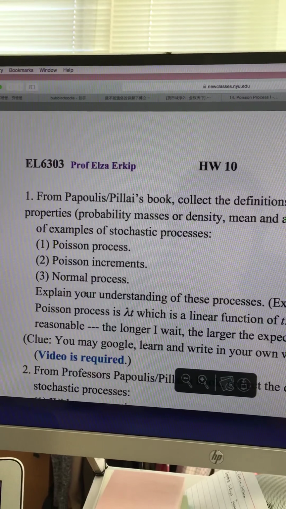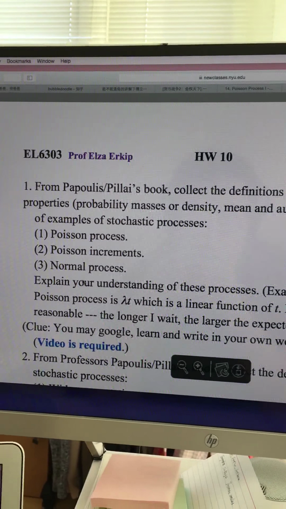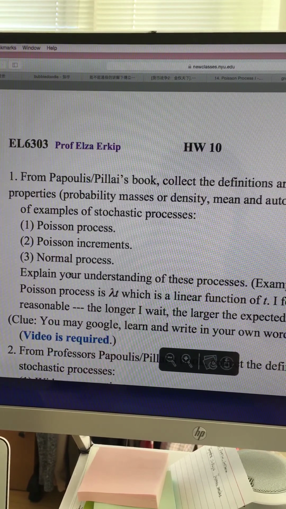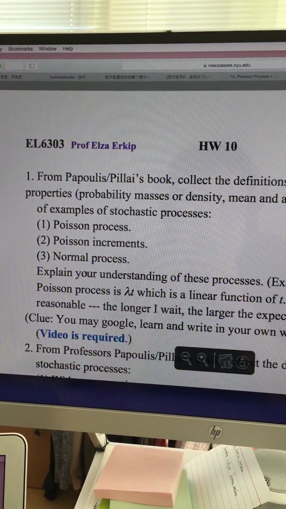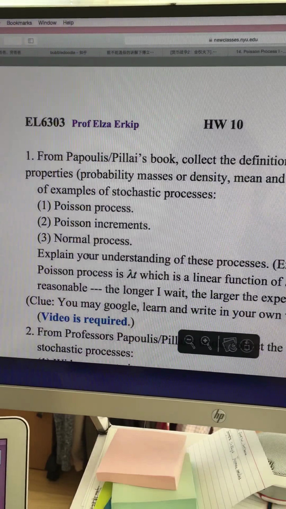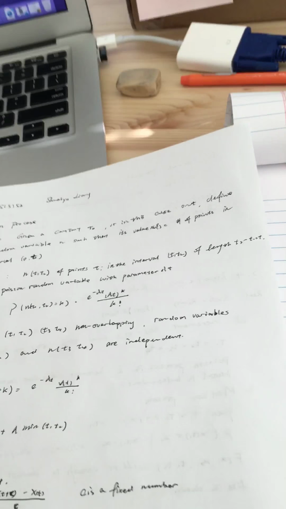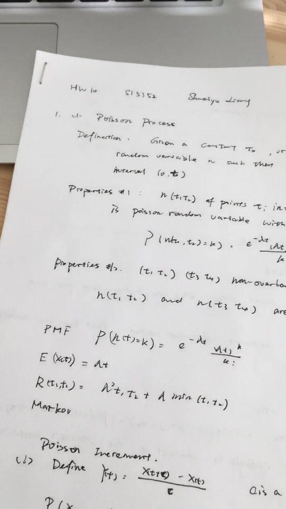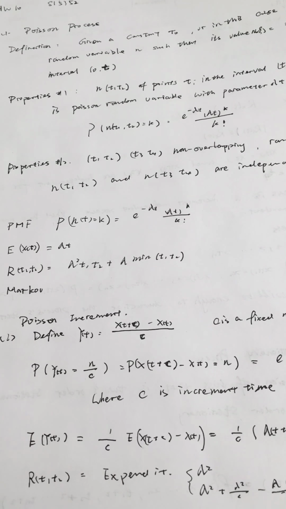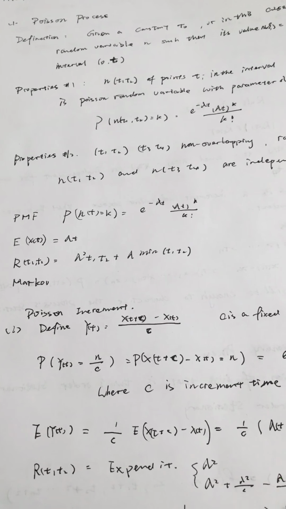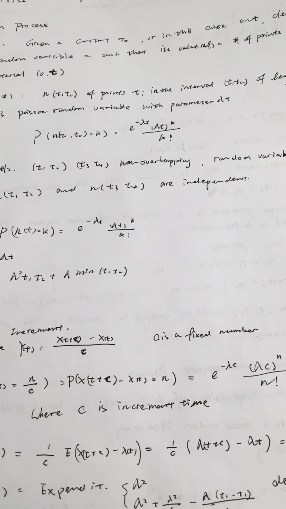This time the first question asks us to define and collect the properties of the following stochastic processes, that is, the Poisson process, the Poisson increment, and the normal process. First things first, about the Poisson process, the definition is given a constant t0, which in this case is not a constant, because I grabbed this definition from earlier in the book.